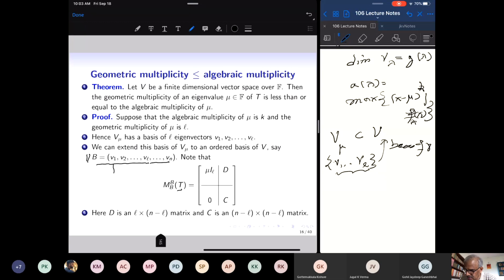So V1 under the action of T goes to mu times V1. V2 under the action of T goes to mu times V2, etc. Up to VL, it will be mu times VL. Therefore, the coordinate vectors of TV1, TV2, up to TVL will be very simple. The coordinate vector of TV1 is mu, 0, 0, etc. The coordinate vector of TV2 is 0, mu, 0, 0, etc. So the first L column vectors of the matrix are very simple.